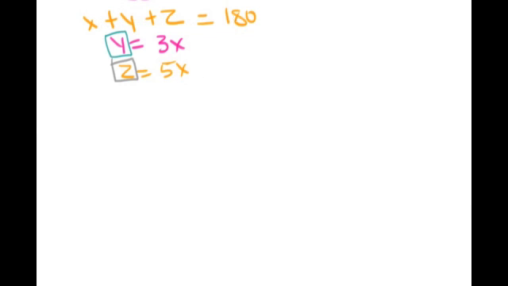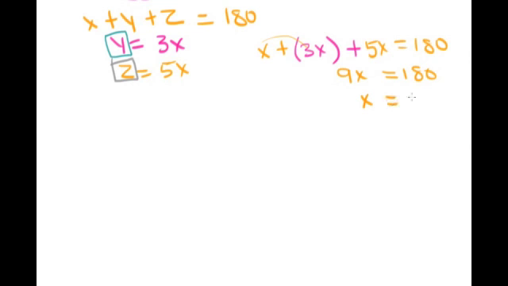So if we have x plus 3x plus 5x equals 180, that means that x plus 3x plus 5x is 9x, because they're all like terms. We combine them, we get 9x equals 180. So x is equal to 20. And that's our final answer. X is equal to 20.